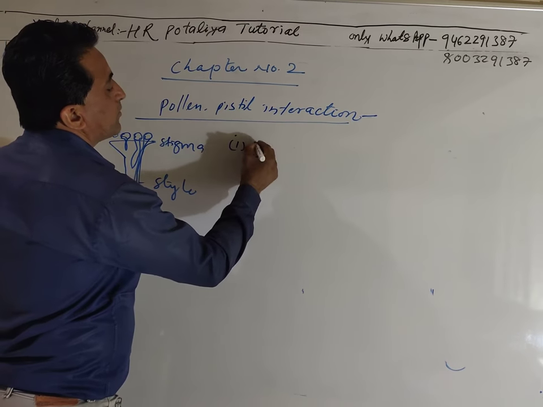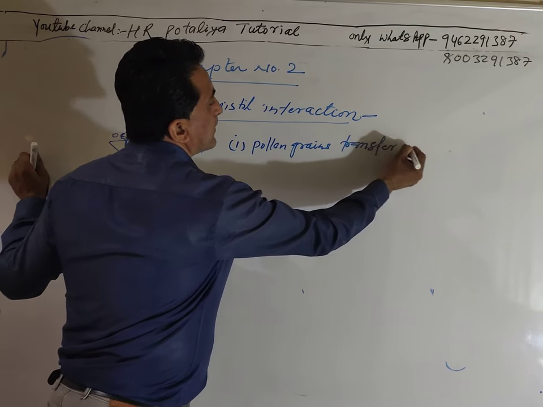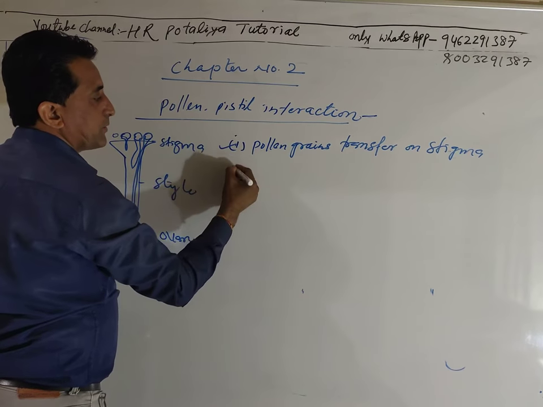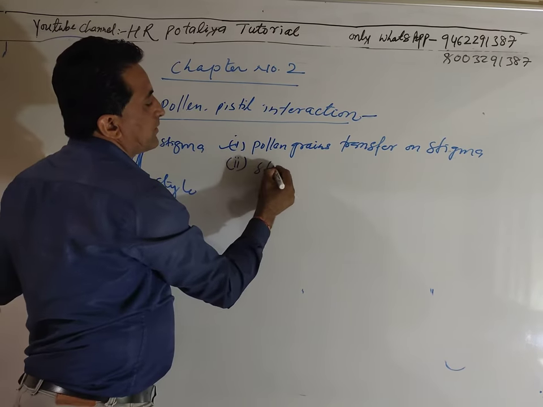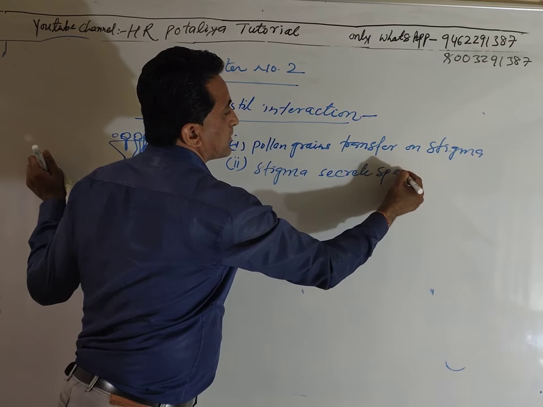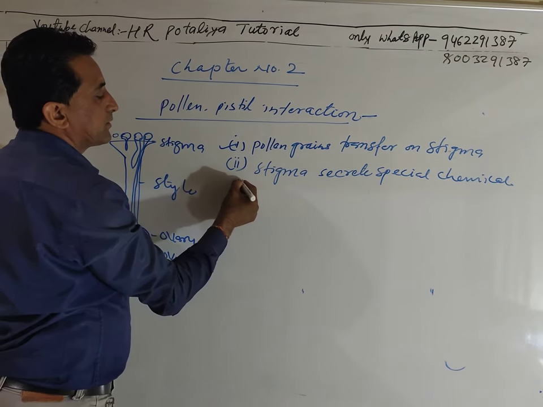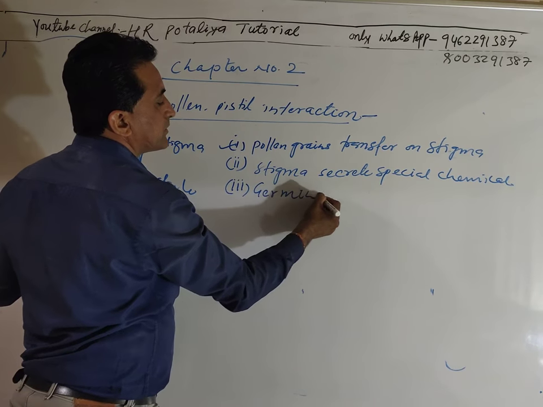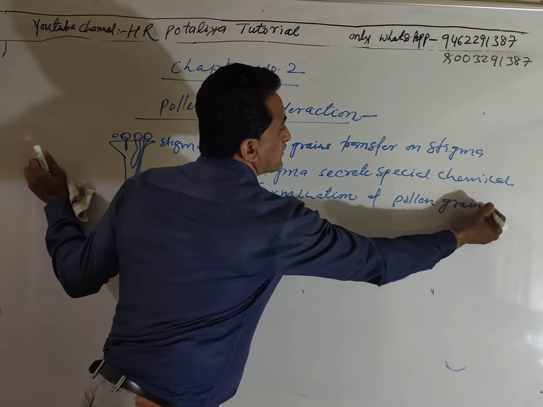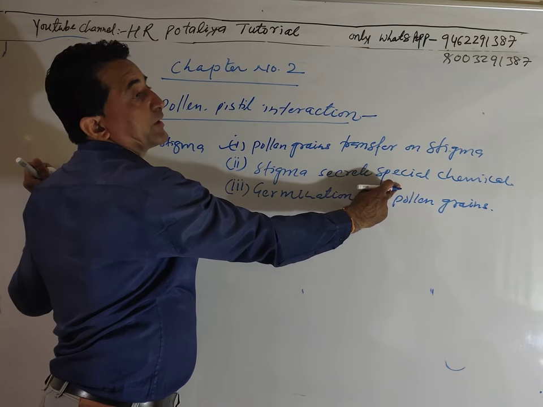So point number one, pollen grains transfer on stigma. Pollen grains reach the stigma. Number two, stigma secretes special chemical. Number three, germination of pollen grains due to the presence of chemical, and only of the same species, not with other species pollen grains.